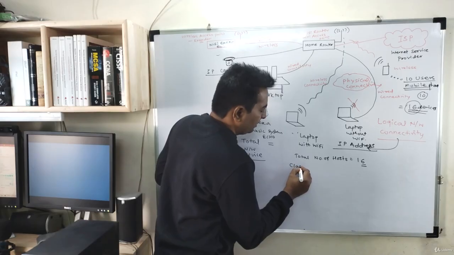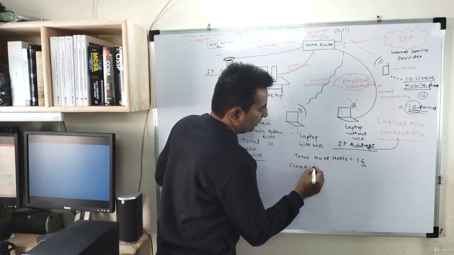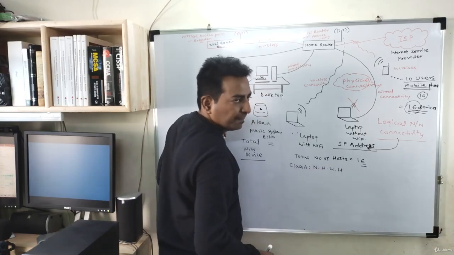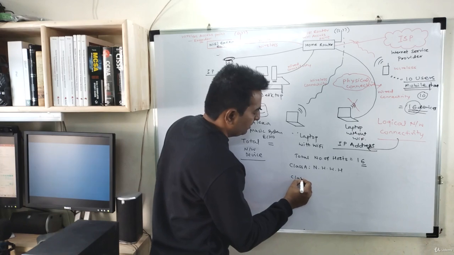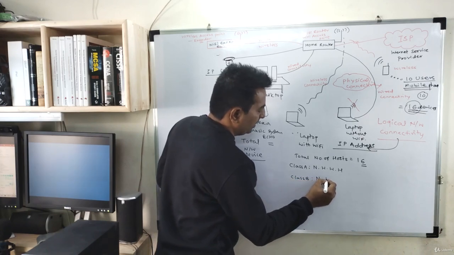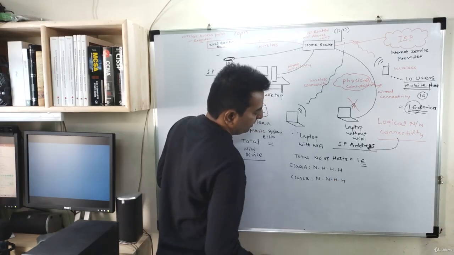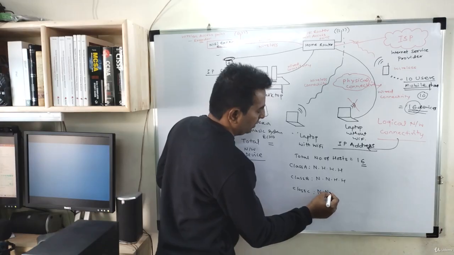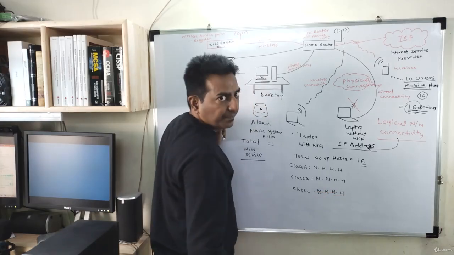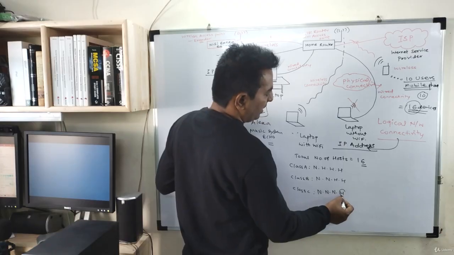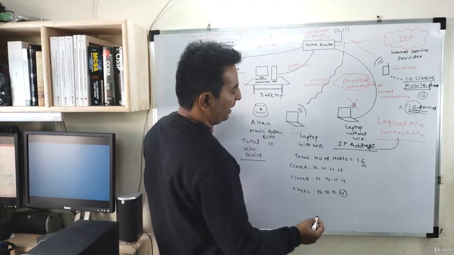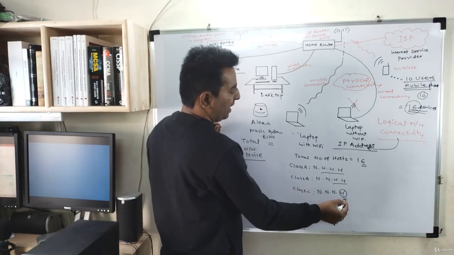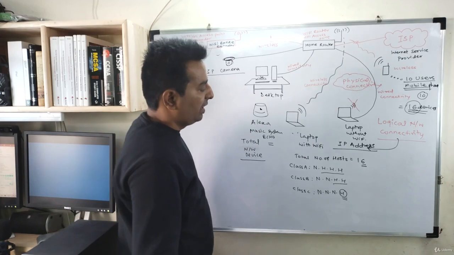class A is like this: network host. Class B, network host. Class C, network host, right? So here you see the smallest number of hosts, right? If you compare these three classes, as compared to class A and class B, class C has lesser number of hosts, right?